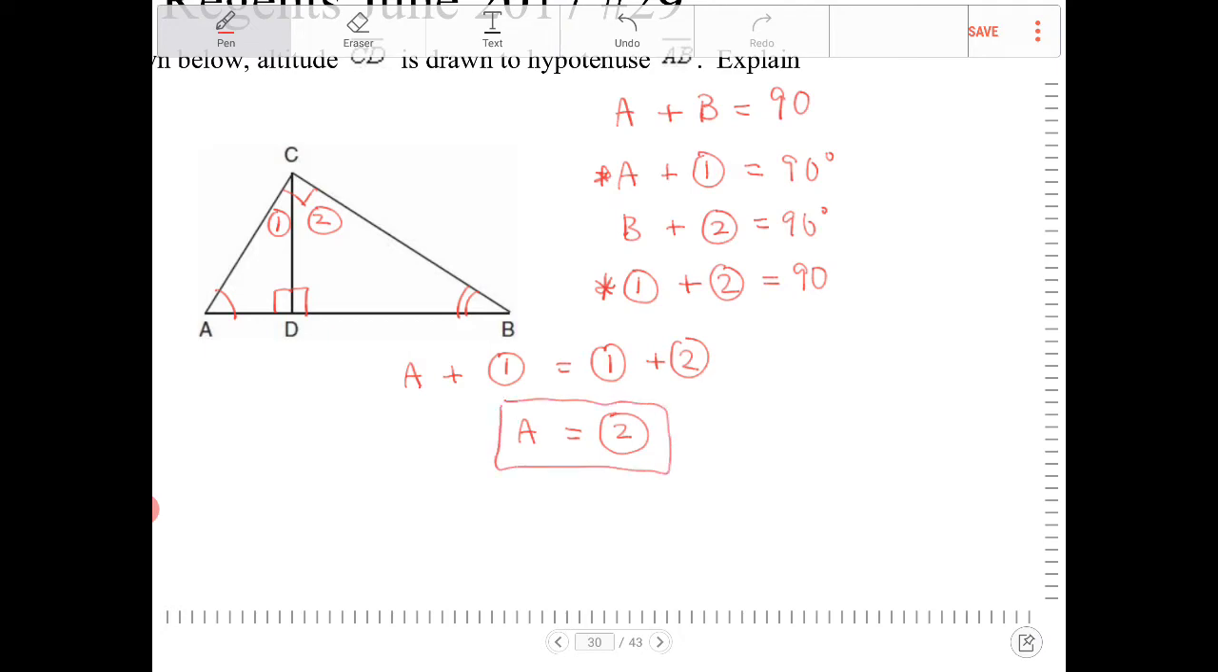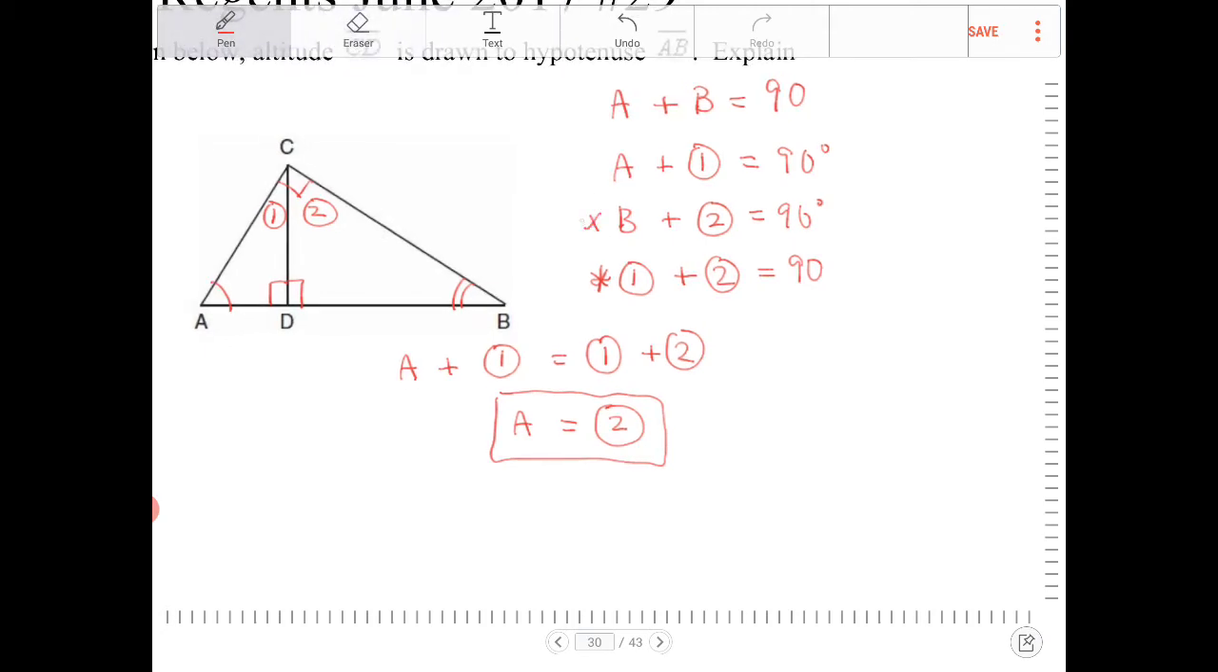I can then also conclude, similarly, if I take the second equation, B plus 2, and set that equal to 1 plus 2, because again both of these equal 90, and I subtract angle 2 from both sides, what am I going to be left with? I'm going to be left with B equal to 1. So we can make this conclusion that angle 1 is really B and angle 2 is really A.